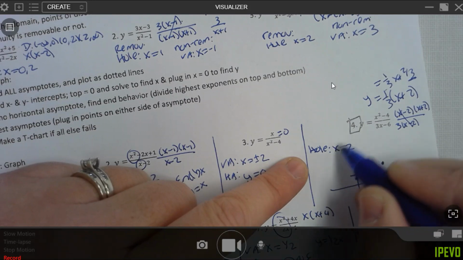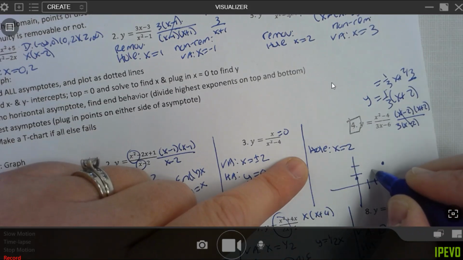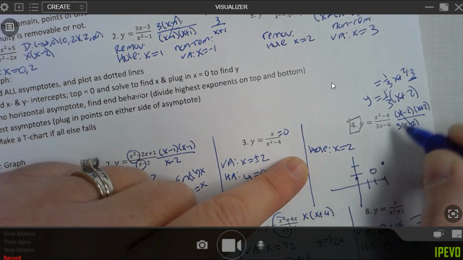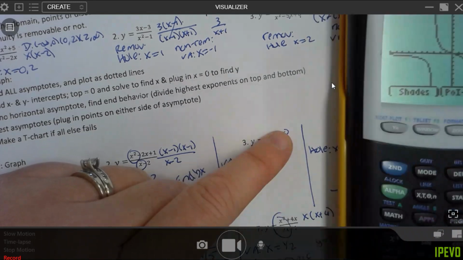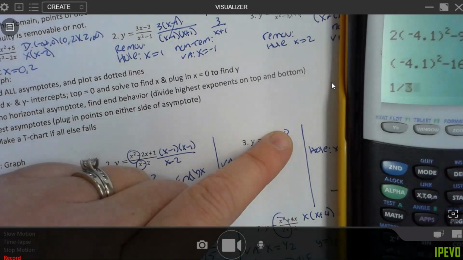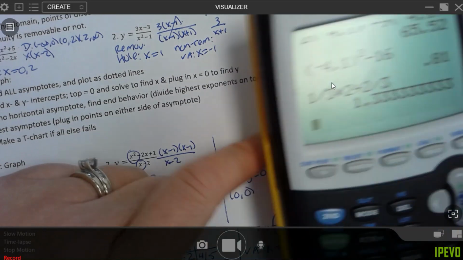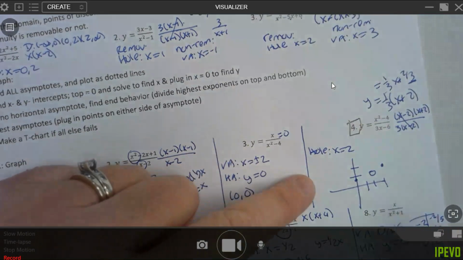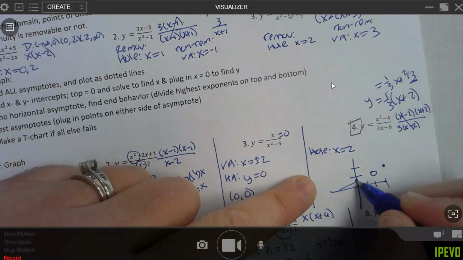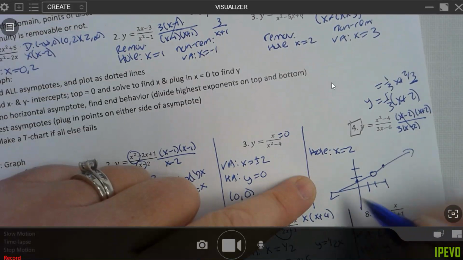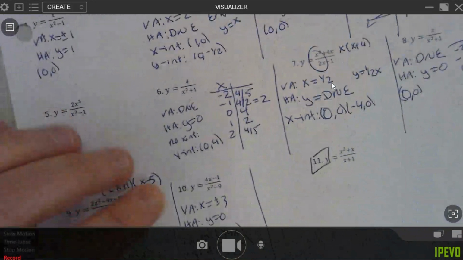But there's a hole at 2. So wherever 2 is going to hit on my line, right about here, you can plug 2 into this too if you want to get the exact answer. Or you could do 1/3 times 2 plus 2/3, and then you'll know the exact y-value is 4/3 right there. But that's about what that is right there. So you just graph your line and make a hole at that number.